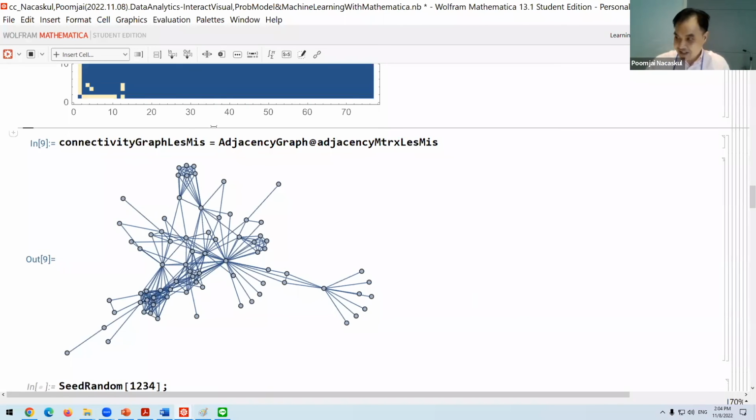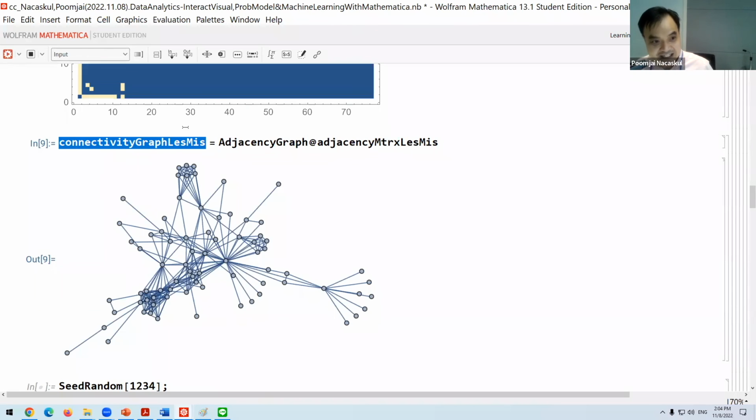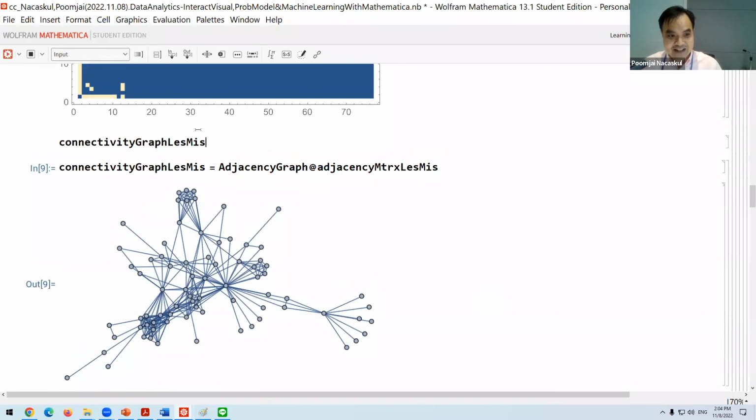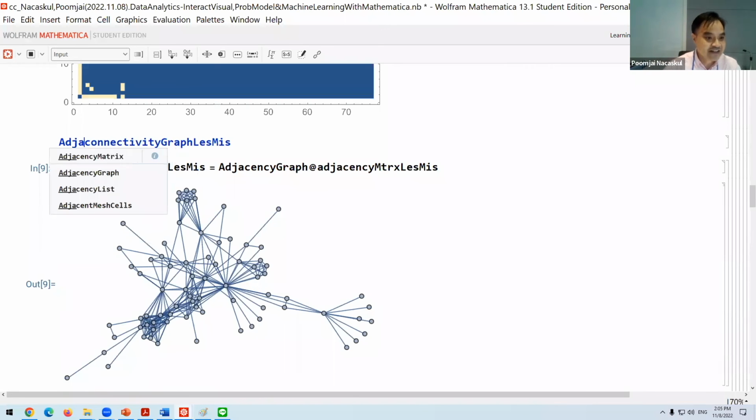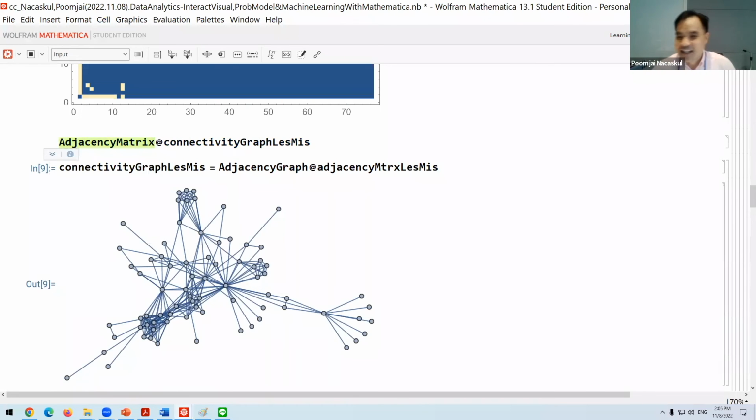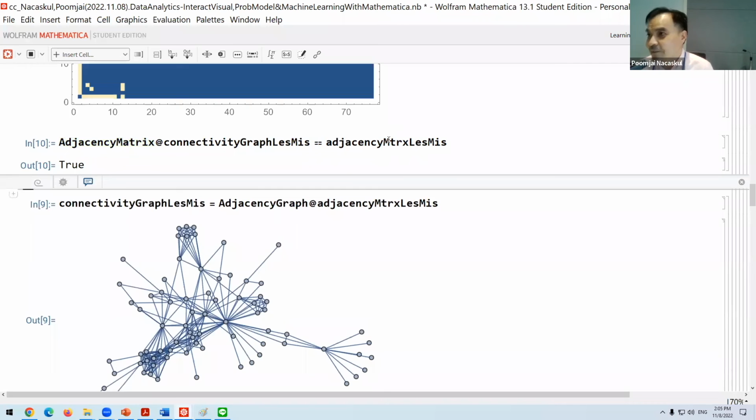So if I have this graph, and I turn it into a matrix, how do I do that? Adjacency matrix. Is it the same thing as this? True, same thing, right? Just go back and forth. So you do this forever.